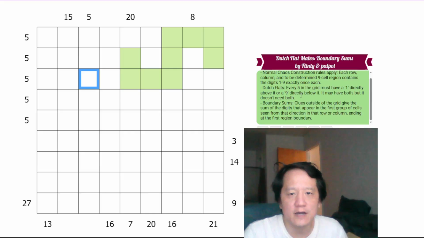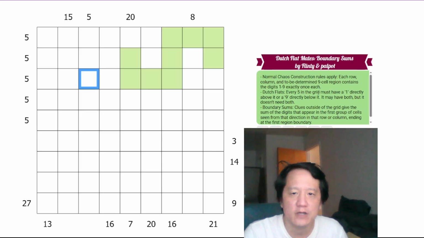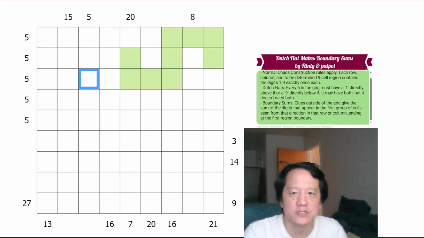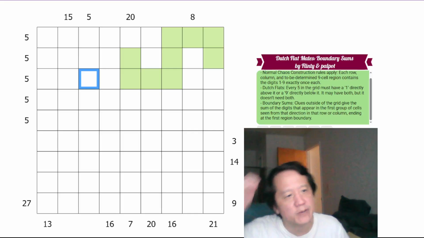We finally have boundary sums, where clues outside of the grid give the sum of the digits that appear in the first group of cells seen from that direction in that row or column, ending at the first region boundary.